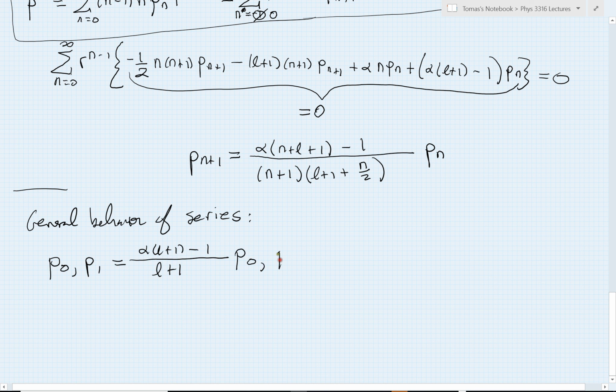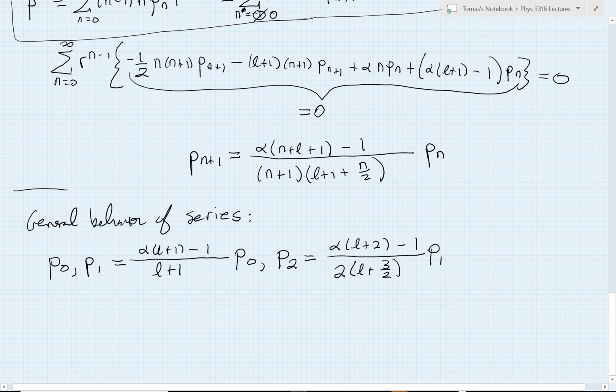If I want to get P2, I can apply the same formula again, but now I need to use n equals 1, which will give me P2 in terms of P1. So what I have is alpha on top times L plus 2, because n equals 1, minus 1, divided by, on the bottom, twice L plus 1, and then n is 1, so plus a half. So 1 plus a half is actually 3 halves. Let me write that down a little more carefully, times P1.